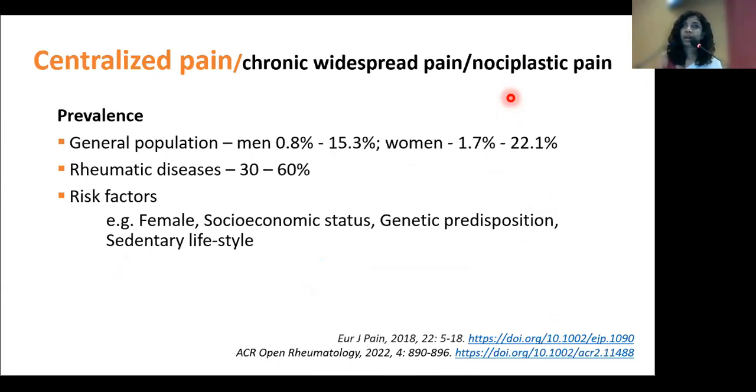And when we look at the general population, it depends on the different studies that are done. It's usually quite low in men, but it does happen. And the prevalence is much more in women. But when we compare the general population to those with rheumatic diseases, it's much, much more. About 30 to 60% of patients with rheumatic diseases have centralized pain as well. So as I told you, apart from being female and the genetic predisposition, other risk factors include lower socioeconomic status and other stressors in life and sedentary lifestyle as well.